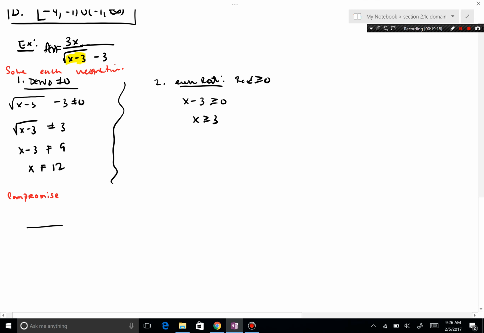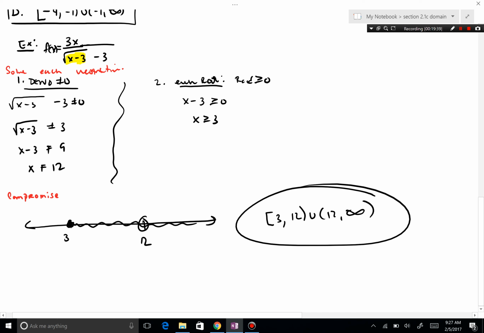But I feel like that's so inhuman. That's not real life. Here's 3, that could be equal to 3. All of that, right? Here's 12. But I don't want 12, have issue. Now, will they all look the same like this? No, but this just happens to be what this one looks like. So here we go. This is going to be 3 to 12, union 12 to infinity. Here's our domain. Easy.